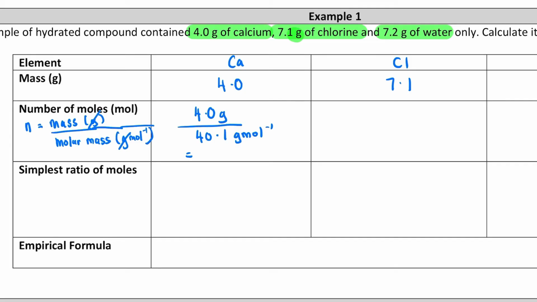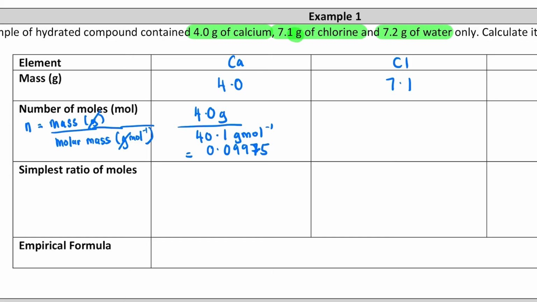Okay, they will give you a list of elements. So 4 gram divide 40.1 gram. Press your calculator. Okay, so the answer is 0.09975. Alright, so how many decimal places do you need to take?